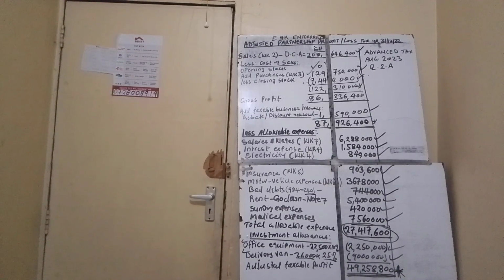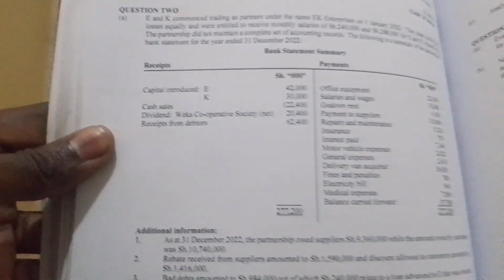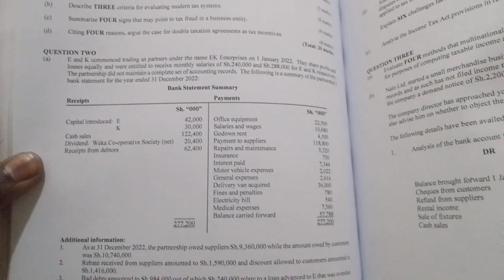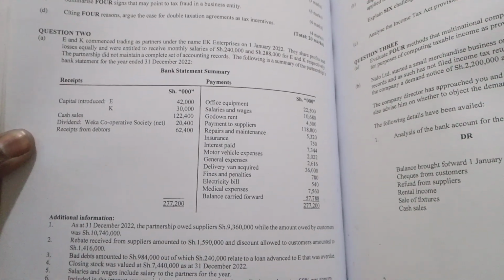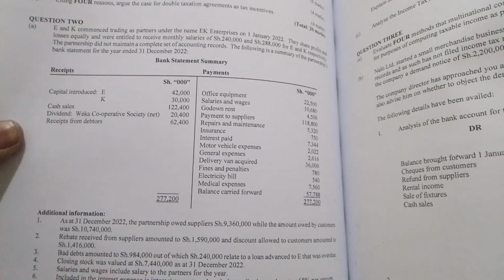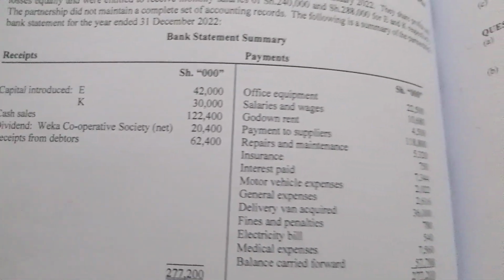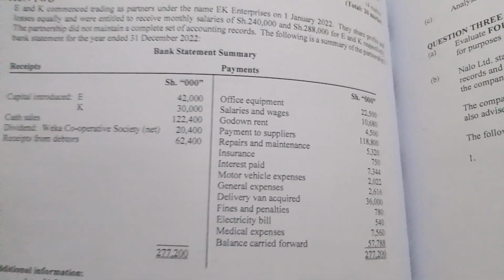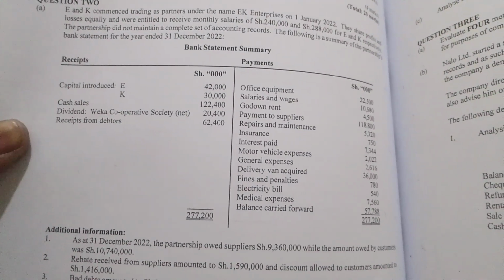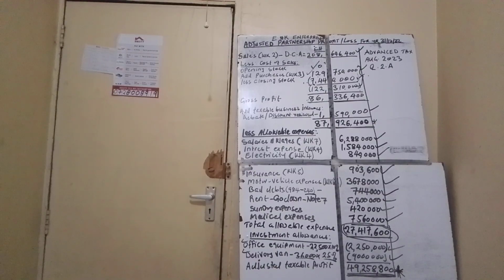You look at the bank statement, 20,400,000 was the dividends. You see the debit side where my figure is: dividends, Worker Cooperative Society, net 20,400,000. So that is income. Those are other incomes. It is net.